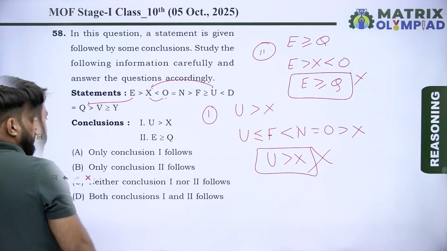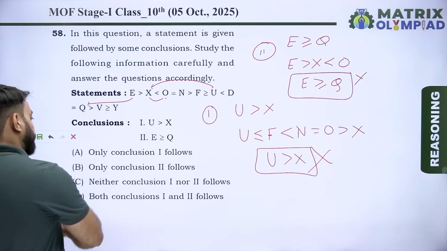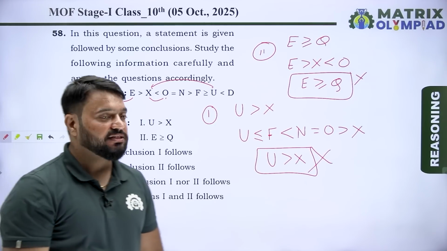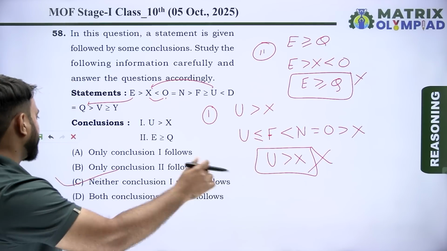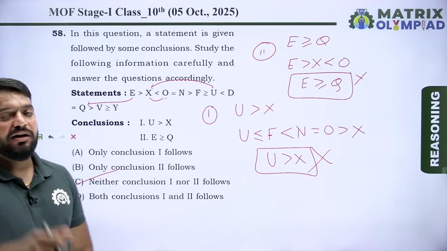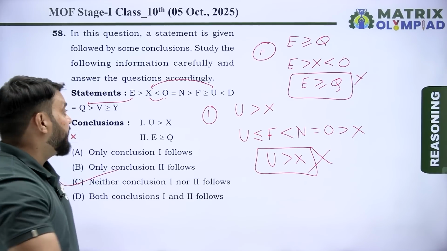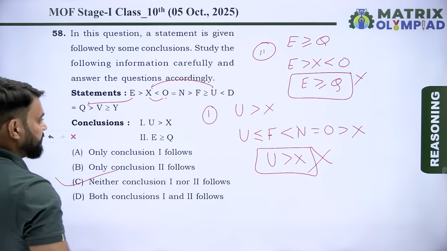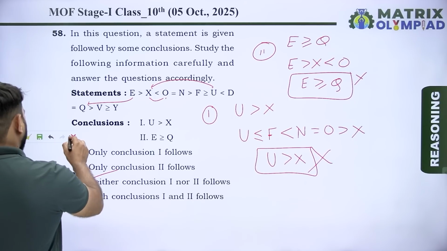So here neither the first nor the second conclusion follows. So option C is the correct answer of this question, because both conclusions never follow according to the given statements. So here option C is the correct answer. Let's move on to the next question.